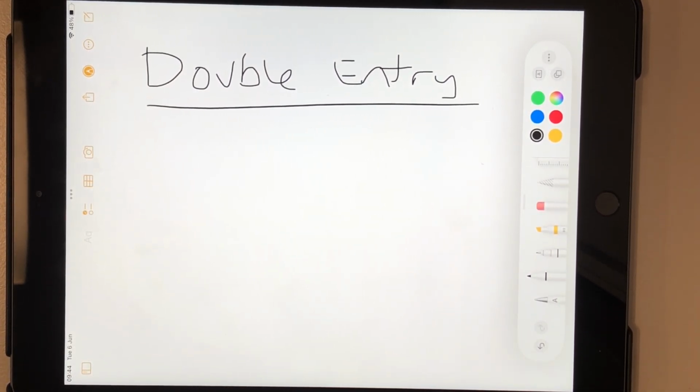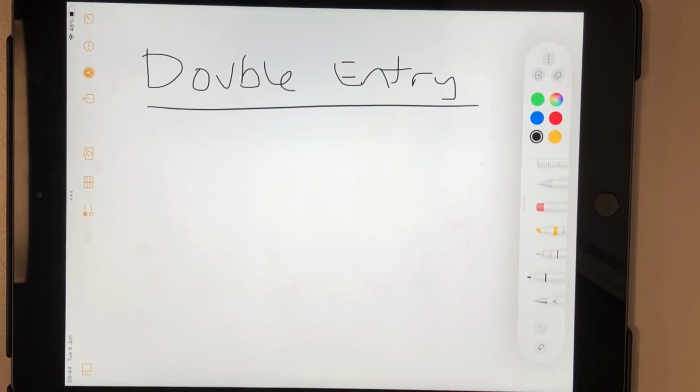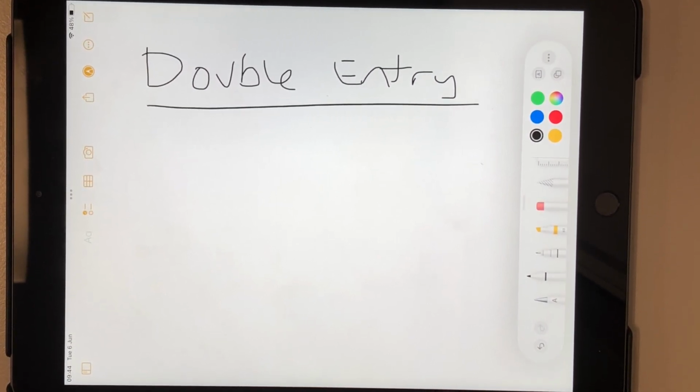In this video, I'll be going through the basics of double entry. I will try and keep this as simple as I possibly can to make it the easiest video on double entry bookkeeping. So you're probably watching this video if you're quite new to the subject, and I'll simply explain how double entry bookkeeping works.